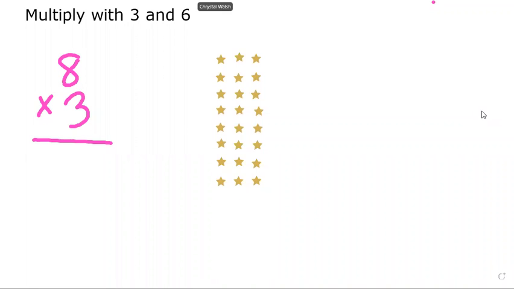Here's my picture. I have 8 rows. Go ahead and count them. 1, 2, 3, 4, 5, 6, 7, 8. And I have 3 in each row. 1, 2, 3. This picture represents 8 times 3, or 8 rows and 3 in each row.